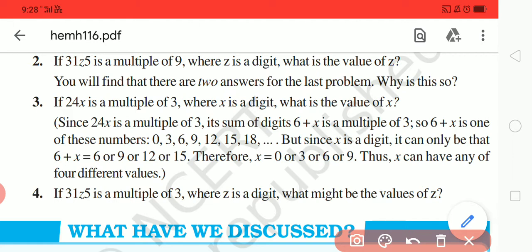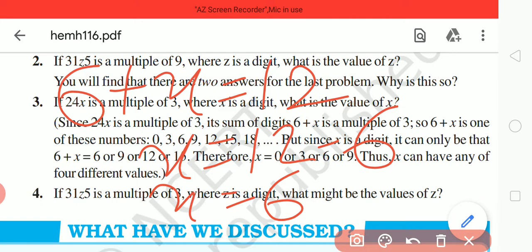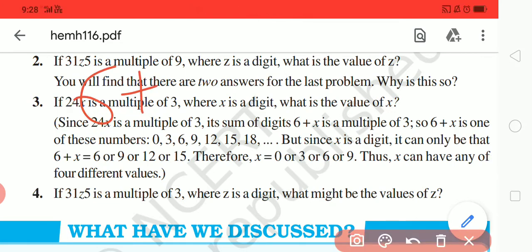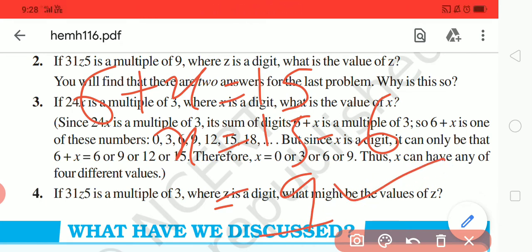Right? So let us come to the third chance. 6 plus x is equal to the fourth multiple, I'm taking 12, and x is equal to 12 minus 6, right? And x is equal to 6. 6 is a positive single digit, so the value of x can be 6 also, right? Now let us check the next possibility, that is 6 plus x is equal to 15, and now x is equal to 15 minus 6, that is equal to 9. So 9 is also a positive single digit, so the value of x can also be 9.